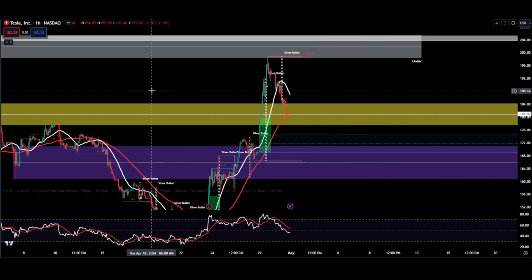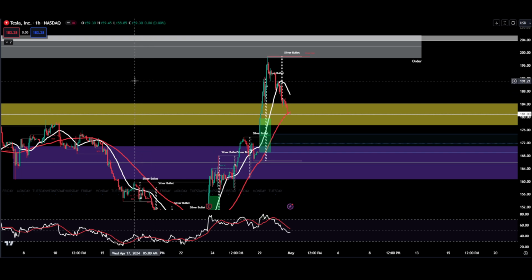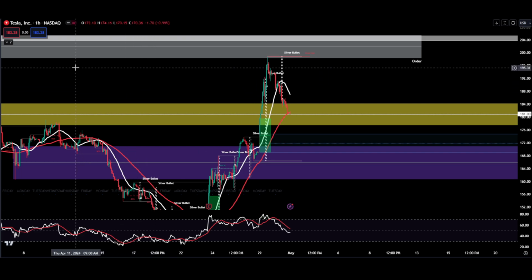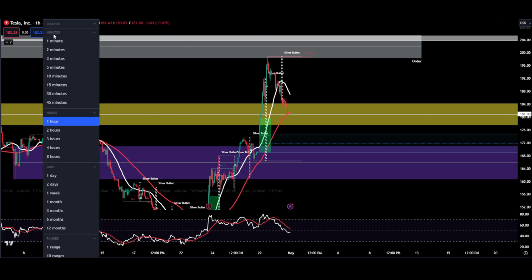Just make sure you're buying yourself enough time, depending on what time frame you're trading and what contracts you're trading, because that's going to make or break it. If you're looking at higher time frame charts, you need to be trading longer dated contracts.